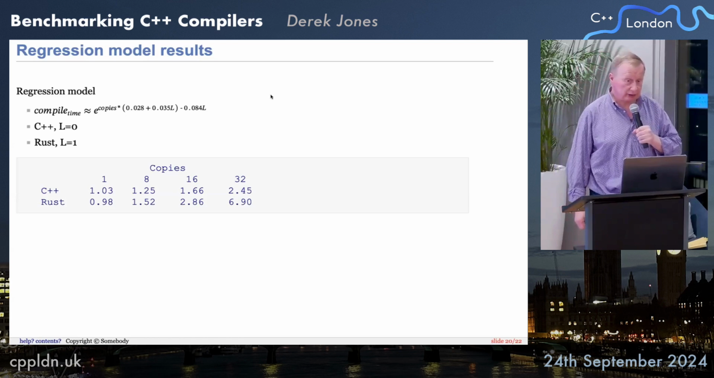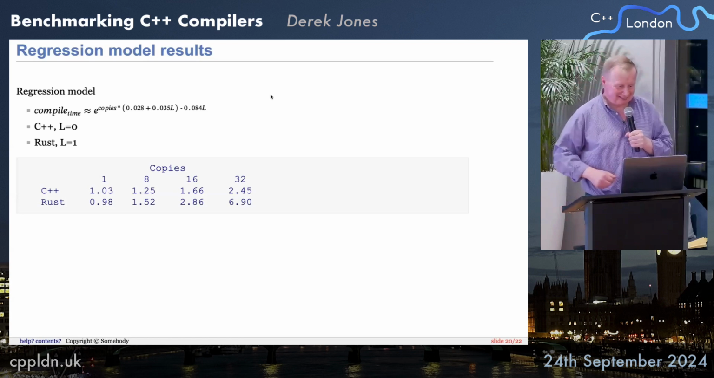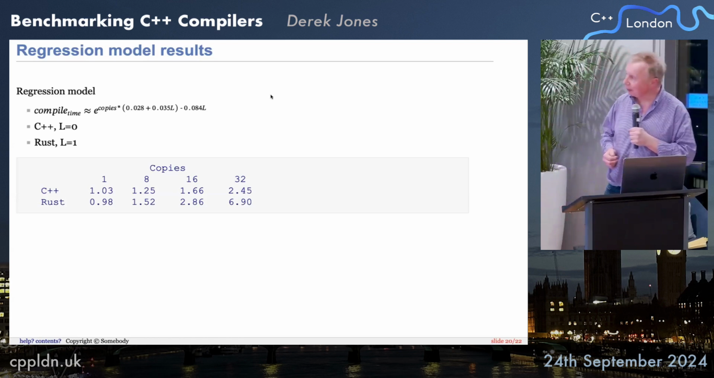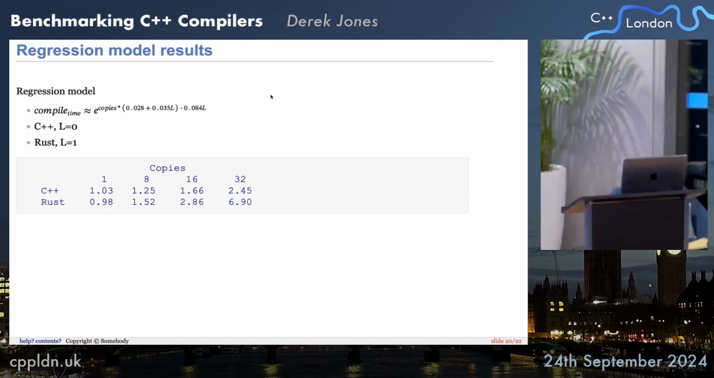Yeah, he's got a follow-up. Second question, I do not understand this regression model. Can you please explain it a bit more? Because I would have expected a different model. So this is compile time. It is approximately the number of copies, so this would be 1, 8, 16, 32, times a fitting number here, 0.28, plus that number times L. And L is 0 for C++ and 1 for Rust.